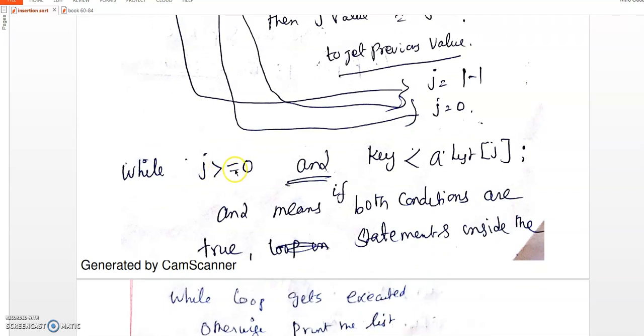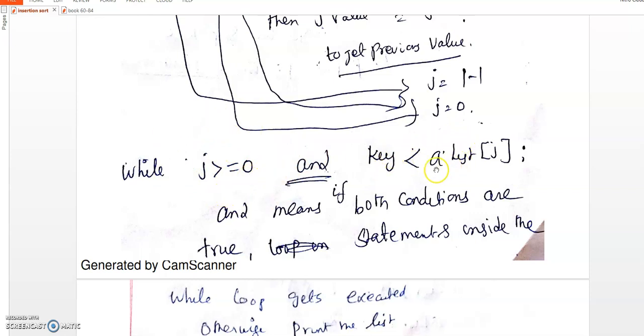Before comparing, first I check a certain condition: j greater than or equal to 0. This I already explained. If you take the key element 5, which is smaller than all the values present in the list, there is no element to compare with the 5. So we have placed the 5 in the 0th position. Okay, for that case it is used. When there is no element, the key element will be placed in the 0th position.